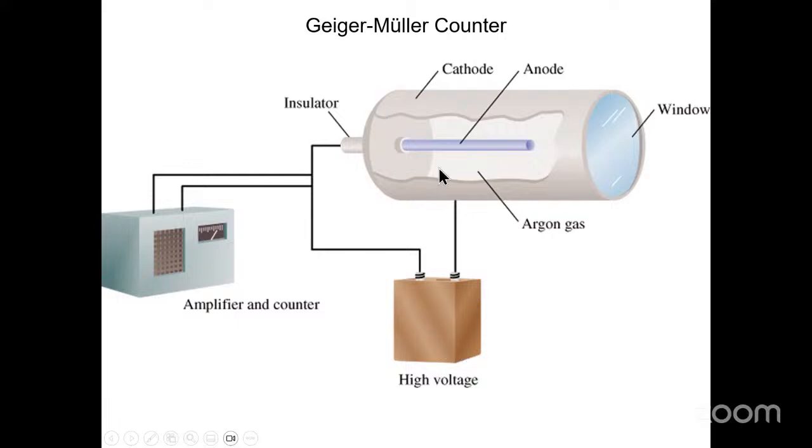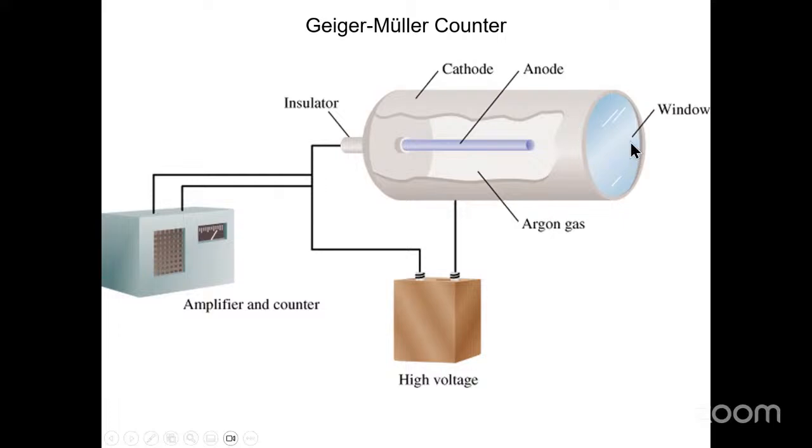And then we have argon gas present here, and we have a window right here, which allows the radiation to enter, right? Connected to the circuit externally is a counter and amplifier. So basically what happens is that each electronic pulse detected by the counter will be counted and then amplified proportionally so that you can get a reading right here, all right? So this is what happens.